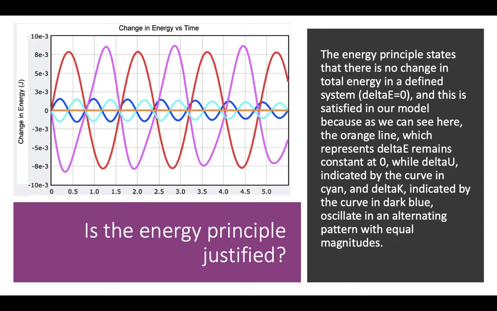To answer our first question of if the energy principle is justified, we can see here that there's no change in the total energy of the system, as indicated by the yellow-orangish line here. The total potential energy and kinetic energy oscillate in alternating patterns with equal amplitudes, and when these two are added together, the total change in energy is equal to 0. Because no work is being done on the system, there is no change in energy.